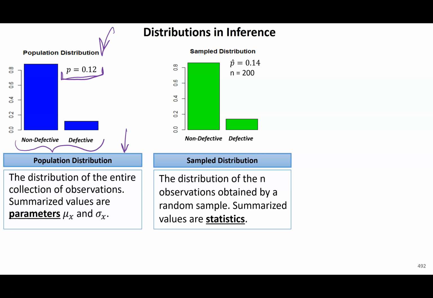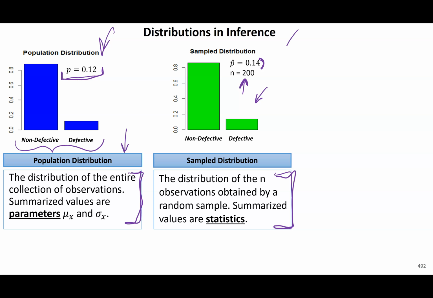Then the sample distribution. So this is me taking one sample. If I take one sample, here's a sample distribution. In this particular one, it looks like we took a sample of 200. And of those 200, 0.14 or 14% of them were defective. So this is my bar chart for this scenario. Everything in here, they're statistics, as opposed to when you look at the population distribution, those should be parameters.